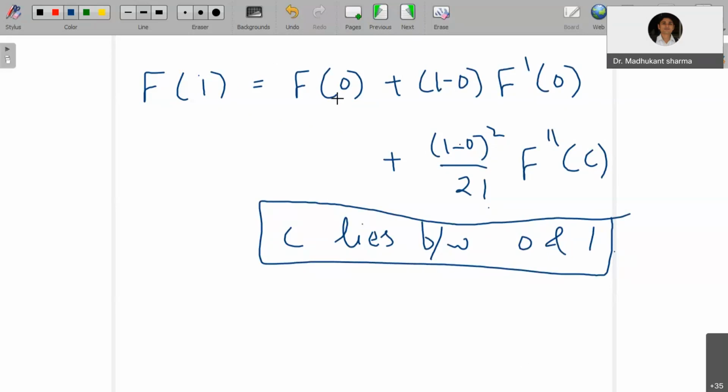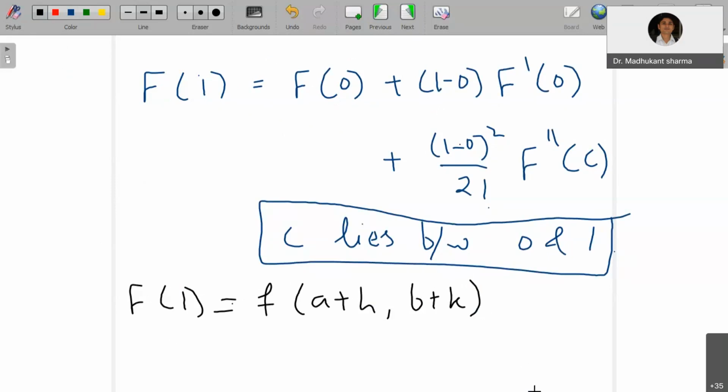So now f at 0 value and f at 1 value are all unknown. So what is f of 1? f of 1 is f of a plus h comma b plus k; we replace t by 1. f at 0 is f at the value a comma b. Now what you need to identify are f dash and f second derivative at c. You have the prior knowledge now.